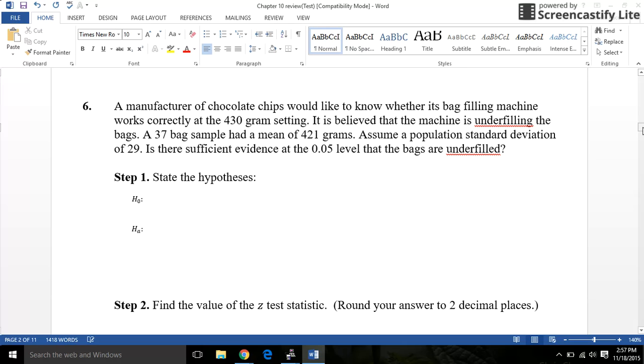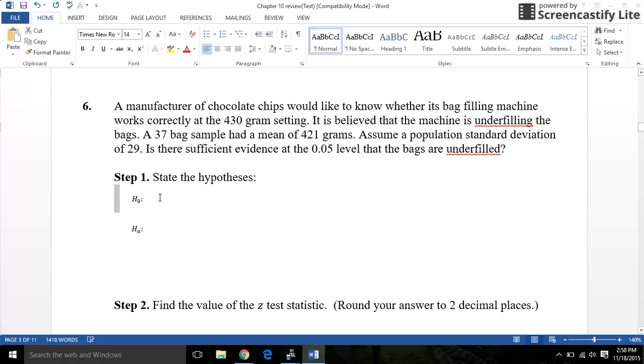Let's do another one. A manufacturer of chocolate chips would like to know whether the bag machine filling is working correctly at 430 grams. It's believed that the machine is underfilling the bags. A 37-bag sample has a mean of 421 grams. Assume the population standard deviation is 29. Is there sufficient evidence at the 0.05 level that the bags are underfilling?